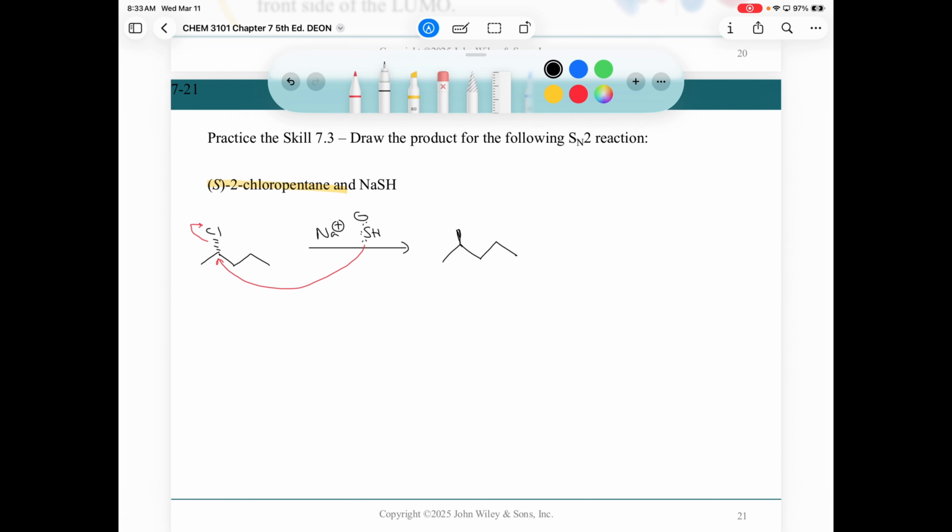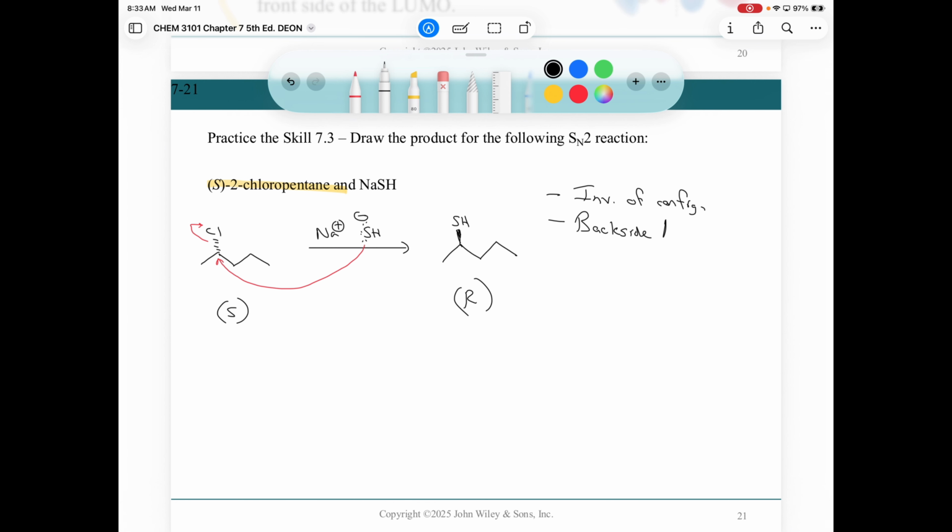Wonderful. And you can check yourself. You can say, okay, well, this was an S compound. Is this an R compound? You look at it and you say, yeah, that is definitely an R compound. And thus, we had inversion of configuration, and we had backside attack.